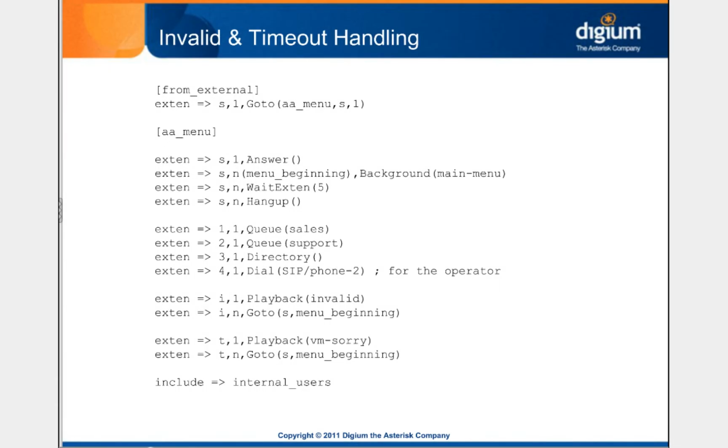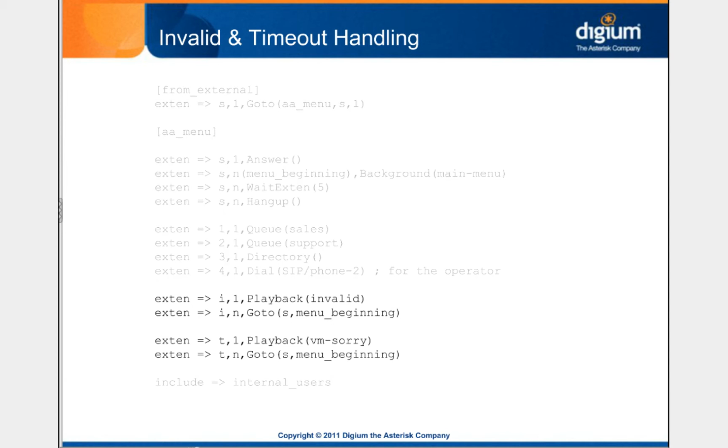If the caller enters any digit that does not match an extension in this context, the call will be routed to the i, or invalid extension. This is a special extension reserved by Asterisk for this very function, and we may use this extension to handle the call how we see fit in the case of an invalid entry. Common uses are to repeat the menu and give the user another chance to select a valid option, or to just hang up the call.